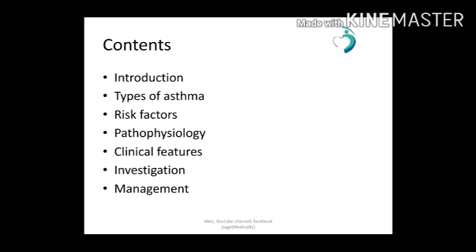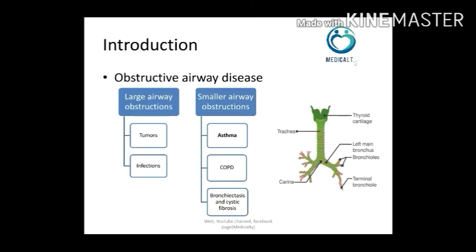It will be the contents of our topic. Before I start the main topic, I want to highlight a little bit about large and small airways. The large airways obstruction is very uncommon and may be caused by tumors or infection of the large airways, but smaller airways are very commonly obstructed by asthma, COPD, bronchiectasis, cystic fibrosis, and so on.